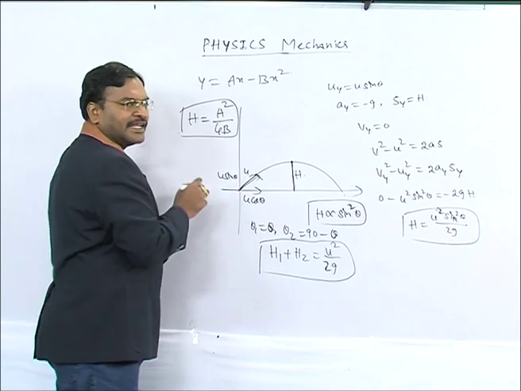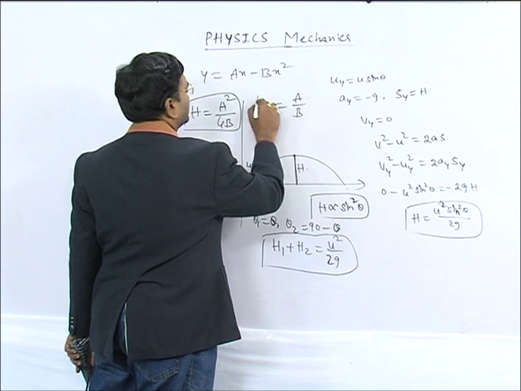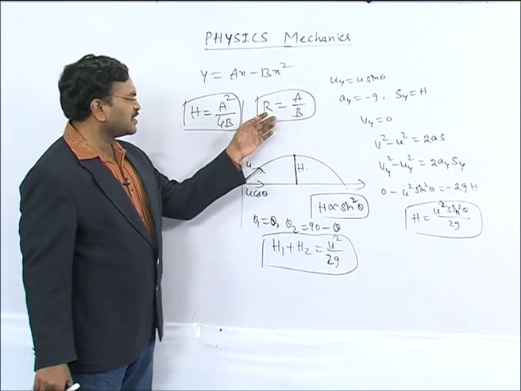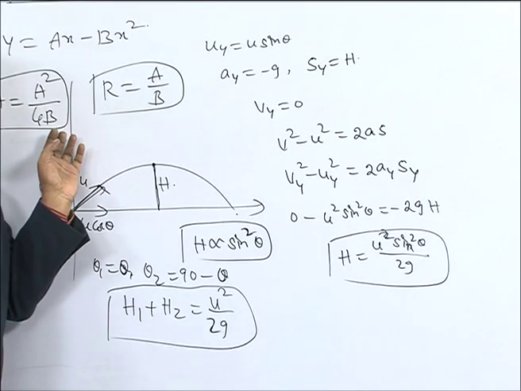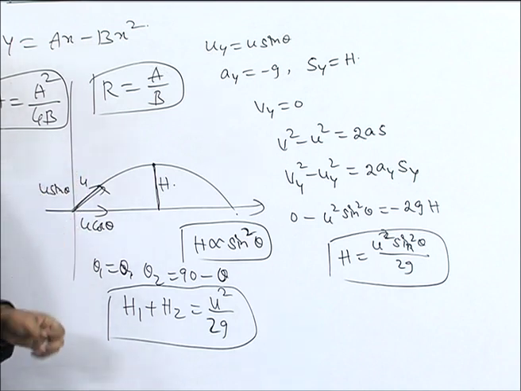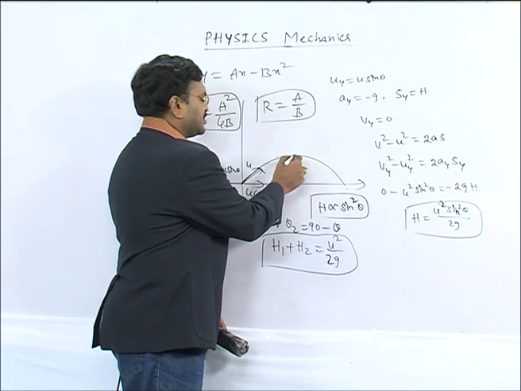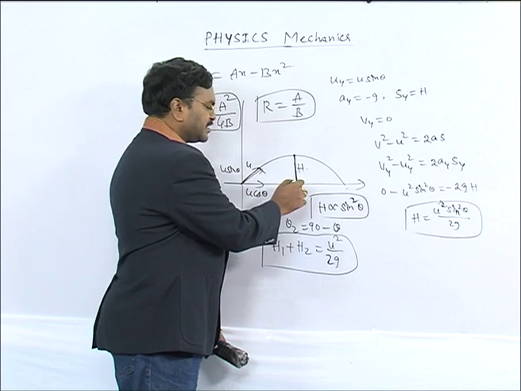And also range of a projectile how much? R is equal to a by b. So directly we calculate. Range of a projectile is a by b. Maximum height of a projectile how much? A square by 4b, like that. And so at the maximum height, this is the maximum height.